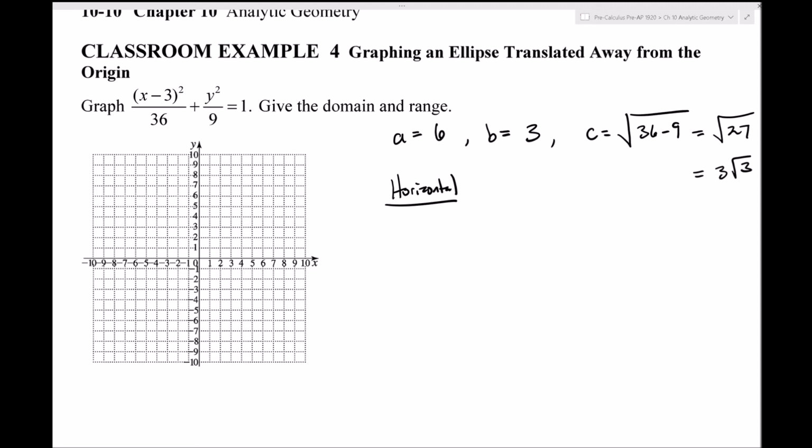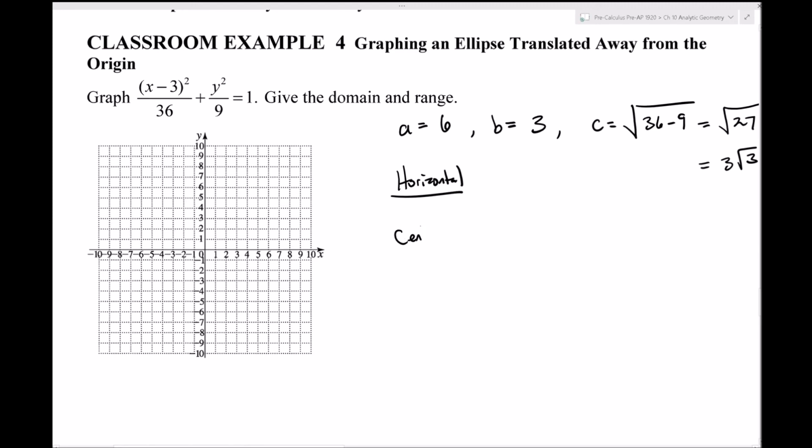Where's it centered, though? So the center is supposed to be 0, 0, and the y-coordinate's still going to be 0. But because of the x translation, (x minus 3) squared, there's going to be a horizontal shift. And it's a horizontal shift of 3 to the right. So that's positive 3, 0. So I'm going to graph 3, 0 as the center.